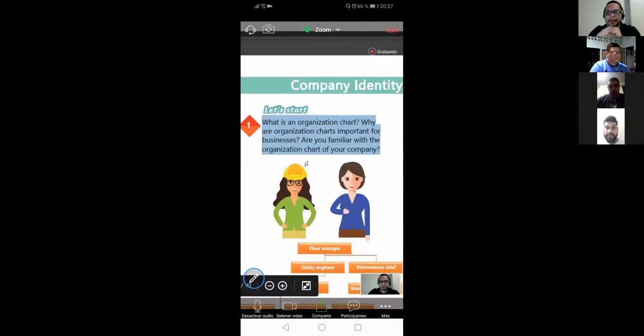Toda compañía, it has an organizational chart. Si ustedes se fijan en la pantalla que está compartiendo Joel, tenemos acá lo que es un floor manager, un safety engineer, un maintenance chief. ¿Qué les da la idea a ustedes? What idea does that picture show you? Es un organigrama. Very good. That is an organigrama. Okay, an organization chart is an organigrama. So, why are organizational charts important for businesses? ¿Cuál es la importancia de tener un organigrama en la compañía?